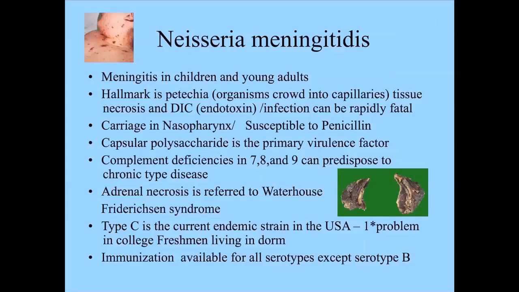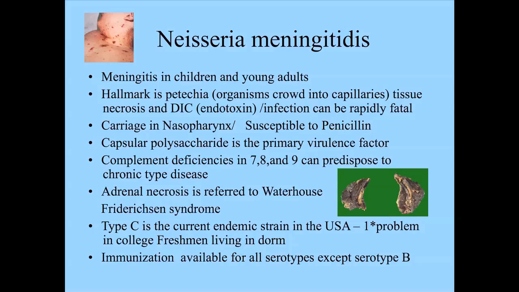On the next slide is a discussion of Neisseria meningitidis. This is a horrible cause of meningitis in young children and adults. The hallmark is petechiae, as you can see in the picture of this small child. The organisms will crowd into the capillaries and cause tissue necrosis. It can also cause disseminated intravascular coagulation due to the endotoxin formation. The infection can take over a patient extremely rapidly and be rapidly fatal.